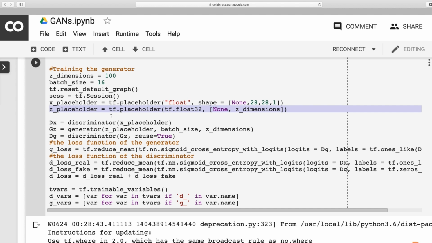dx will hold discriminator prediction probabilities for the real MNIST images. gz holds the generated images, and dg will hold discriminator prediction probabilities for generated images. You can see them here. We want the generator network to create images that will fool the discriminator. The generator wants the discriminator to output a 1 or positive sample. Therefore, we want to compute the loss between the dg and the label of 1.